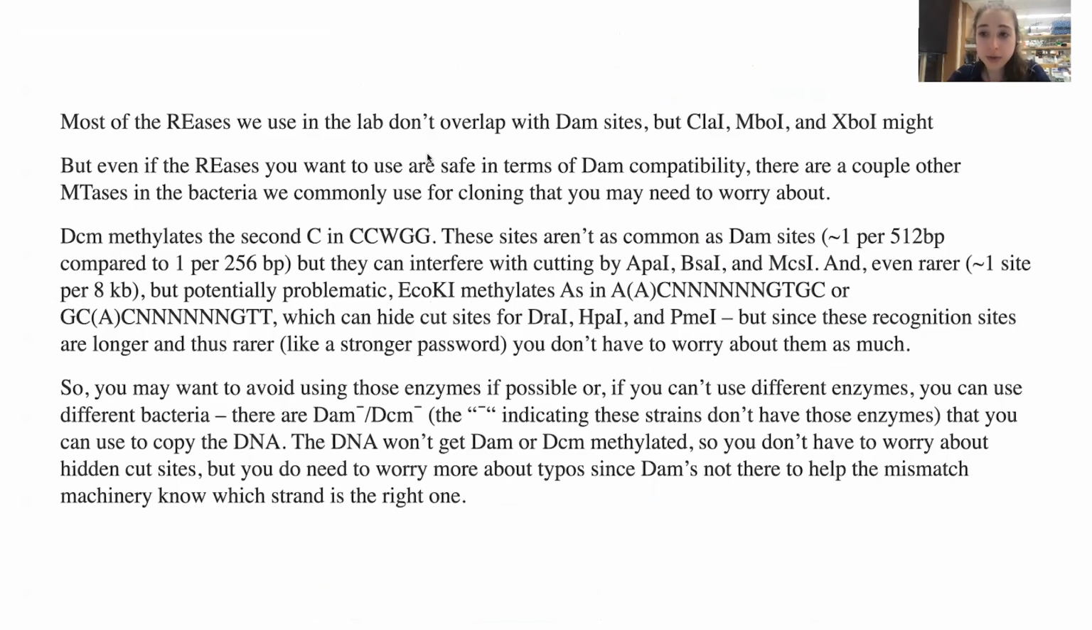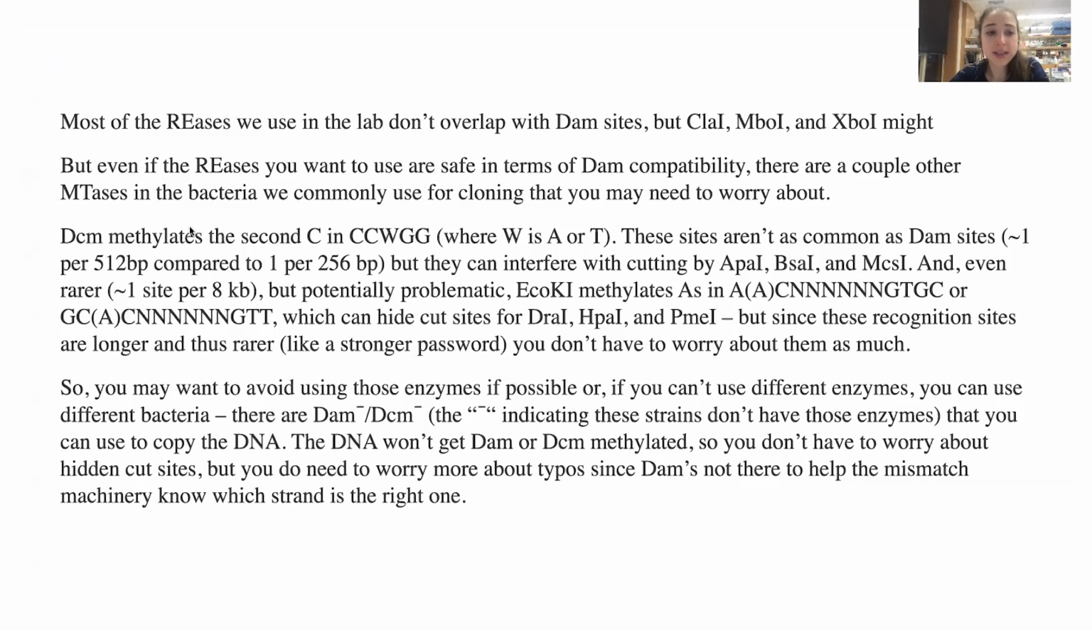There are a couple of other methyltransferases, though, that you might need to worry about. This other one that's pretty common is DCM. DCM is another one that does very widespread methylation, and it's going to methylate the second C in this sequence. W is just standing for an adenine or a thymidine, so just an A or a T. These sites aren't as common as the DAM sites. The DAM sites are about 1 per 256 base pairs, whereas these are about 1 per 512. They can interfere with cutting by some of these enzymes, and you can find all the information about compatibility when you're looking up the different restriction enzymes.